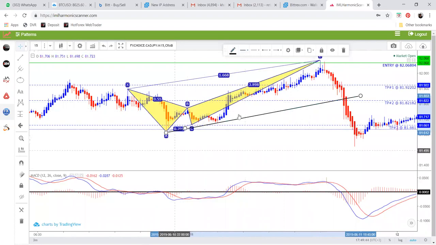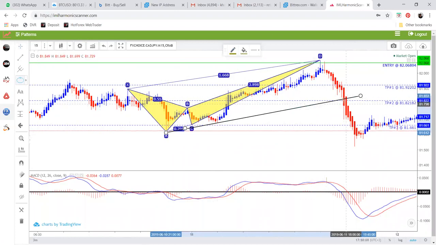All right. Now, 3 things we're looking for before we enter any trade. Number 1, we want to see this candle break our trend line and close below the trend line. You see how it closed right below this trend line right here. So this is our first confirmation to enter the trade. We get a break of the trend line and it closes below. Perfect. Confirmation number 1.